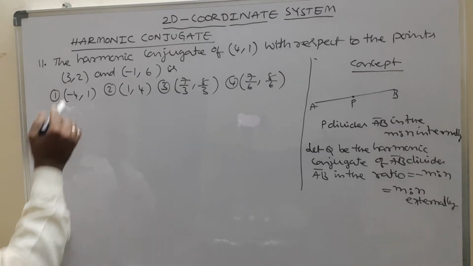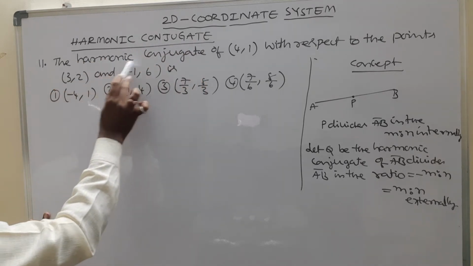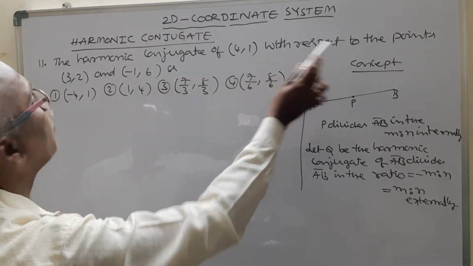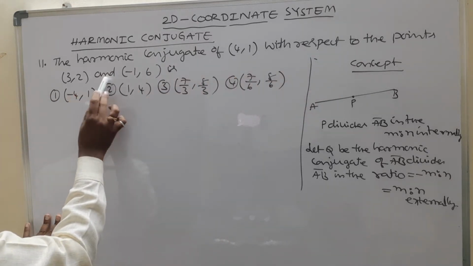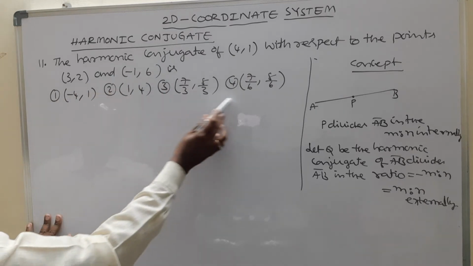Next model of question, harmonic conjugate. Question number 11. The harmonic conjugate of (4, 1) with respect to the points (3, 2) and (-1, 6) is. Here the 4 options are given.